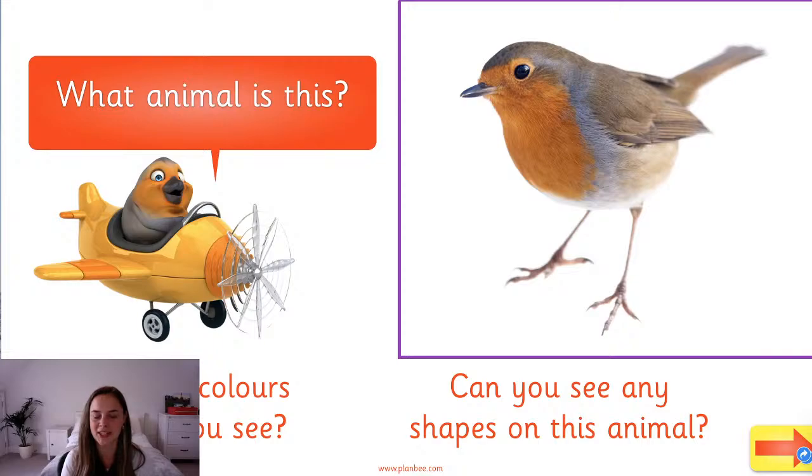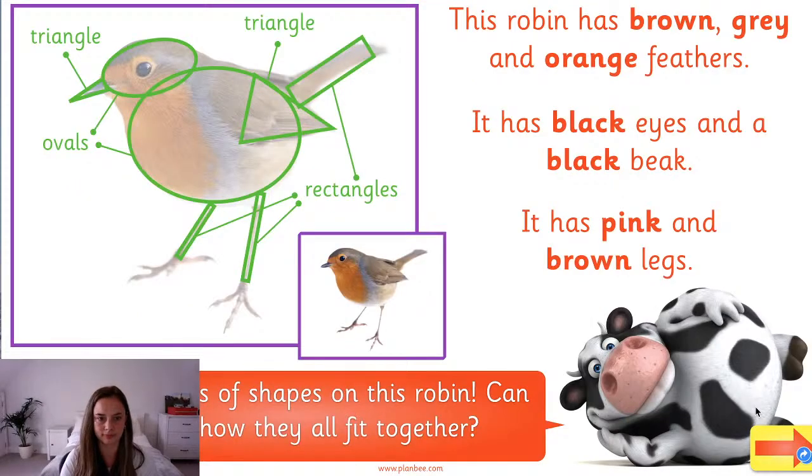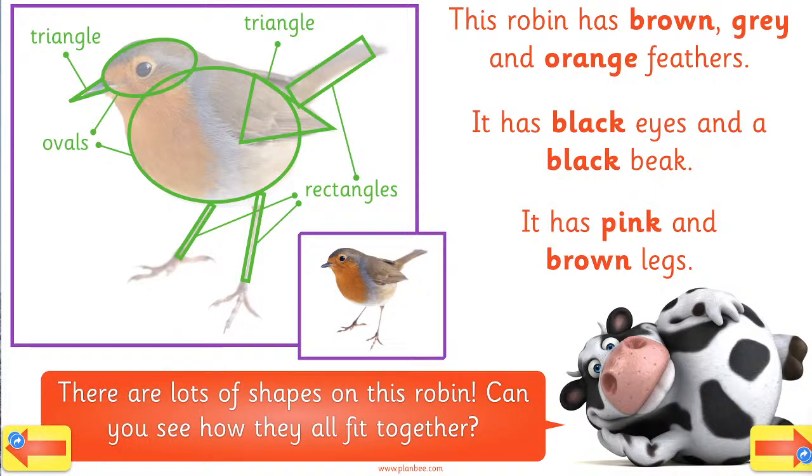Nabby said, what shape could the tail be? That's an interesting one. So lots of people have said circles. Cone is a very interesting idea. Triangle. Okay, let's have a look then. Let me just disappear off your screen for a second. So, did you see these shapes? This robin has brown, grey and orange feathers. It has black eyes and a black beak. It has pink and brown legs.